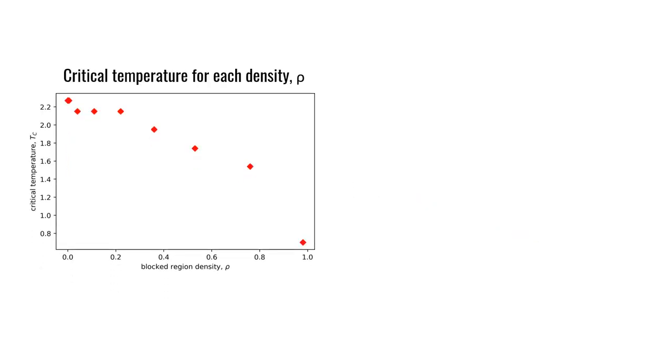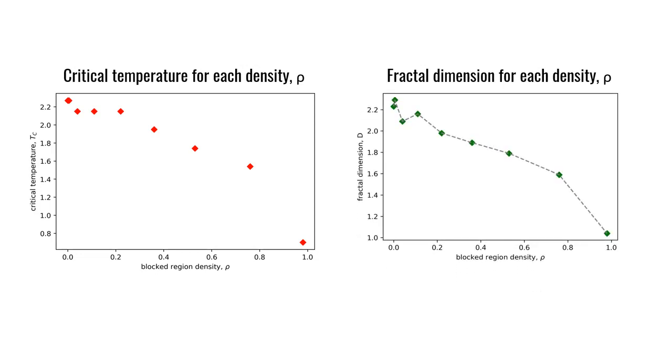We estimate the critical temperature for each lattice with blocked region density ρ. Then we use this to compute the fractal dimension by utilizing the power law relation with the radius and cluster size.